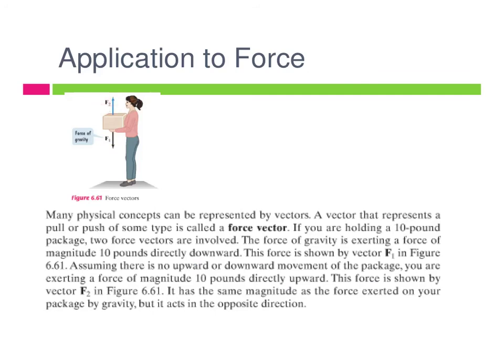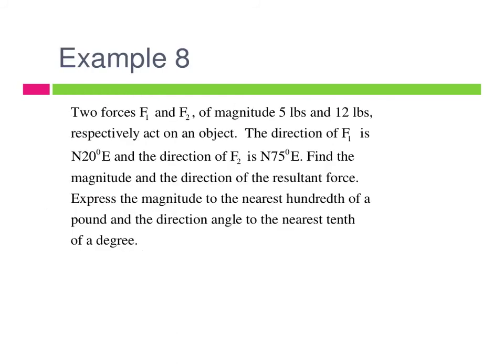We're interested in the resultant force of these two forces acting on this package. Force 2 has the same magnitude as the force exerted on your package by gravity, but it acts in the opposite direction. So what we're going to do is take two forces and find the resultant vector.